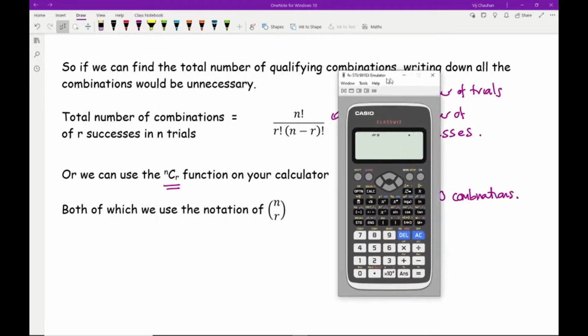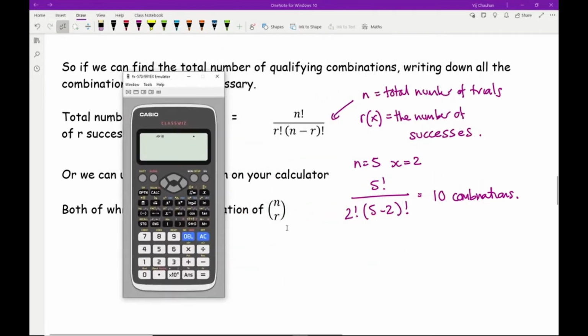Now, how we enter this is usually in the format of nCr. So here, if we're going to enter this situation where we've got 5 trials with 2 successes, I'm going to enter 5, then press shift and the division button, a little C comes up, and then enter 2, equals, and that tells me I've got 10 combinations.